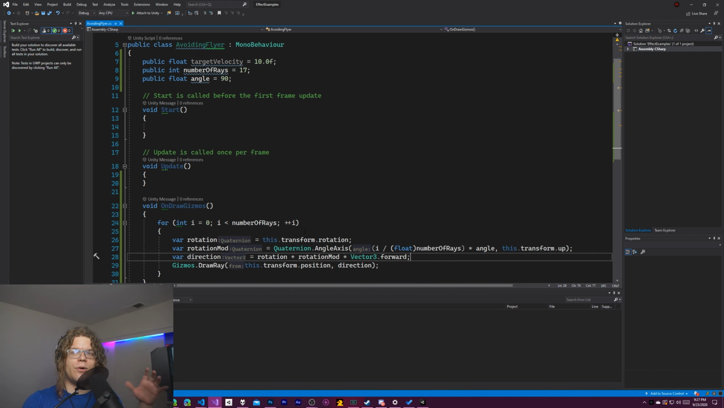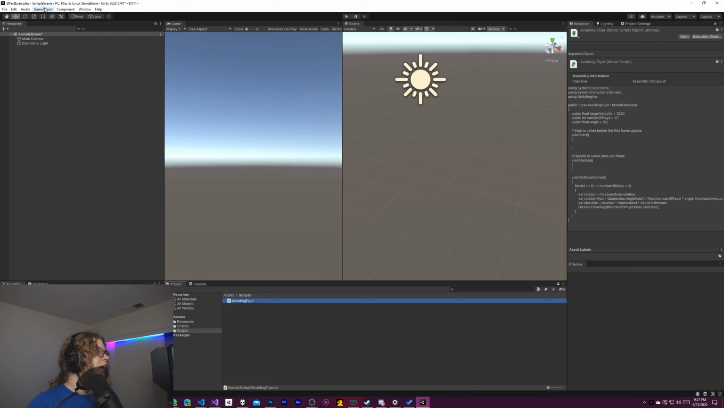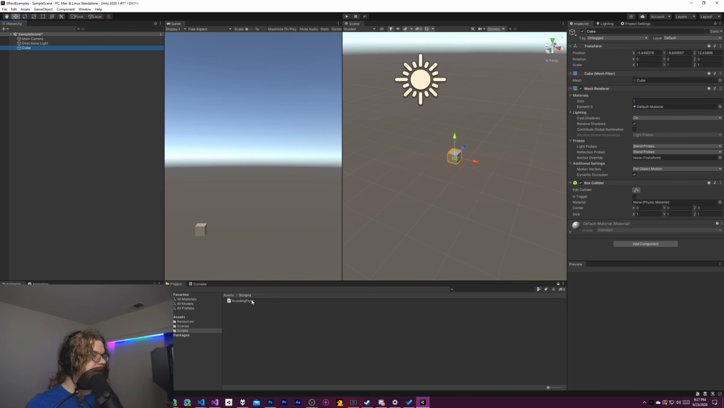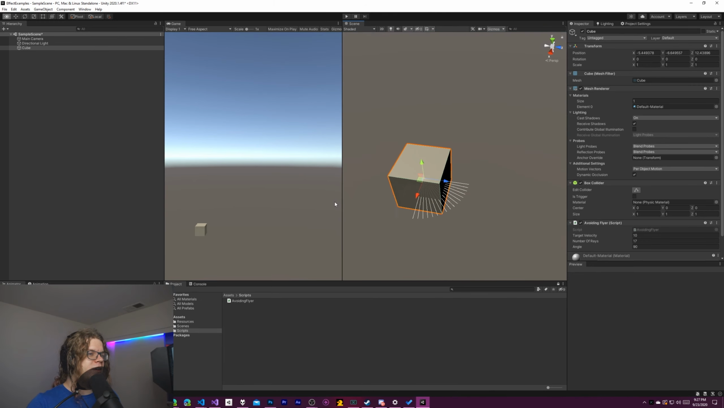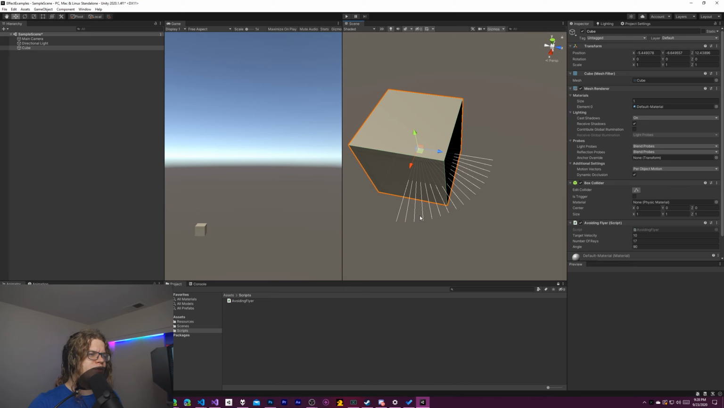The alternative is to get the Euler angles out of it and do some trig to figure out how to do it all. I don't want to do that, so we're gonna try to avoid that if we can. But yeah, there we go. That should draw 17 rays for us. So what we want is just a cube that gets added, and then avoiding flyer. If we attach that, there are 17. Is that 17? 1, 2, 3, 4, 5, 6, 7, 8, 9. Yeah, close enough. So there should be 17-ish lines there, and they're a 90-degree segment.